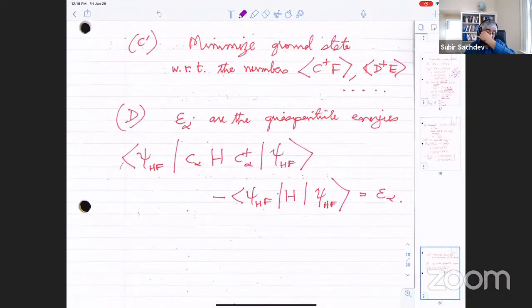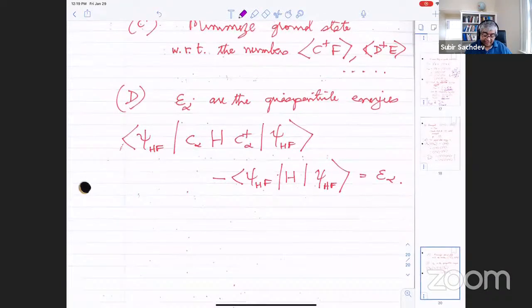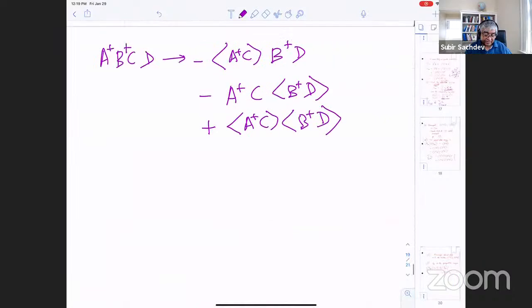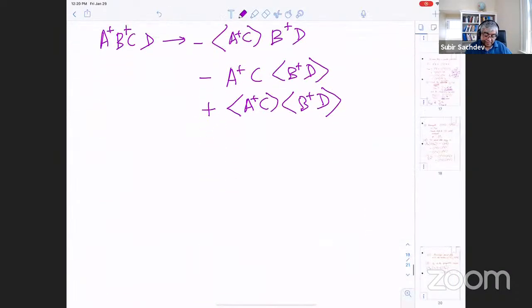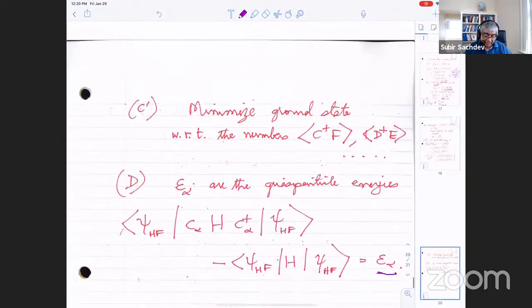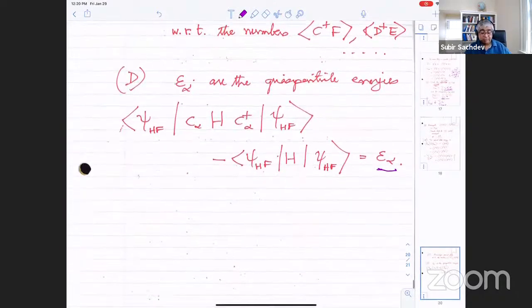Okay. And then another interesting thing is, what are these E alphas? The E alphas are not just simply related to the ground state energy, as you've seen here. There's a correction. But they give you something very interesting, what we call the quasi-particle energies. So the eigenvalues of the Hartree-Fock Hamiltonian, which is a single particle Hamiltonian, are the energies of the quasi-particles.